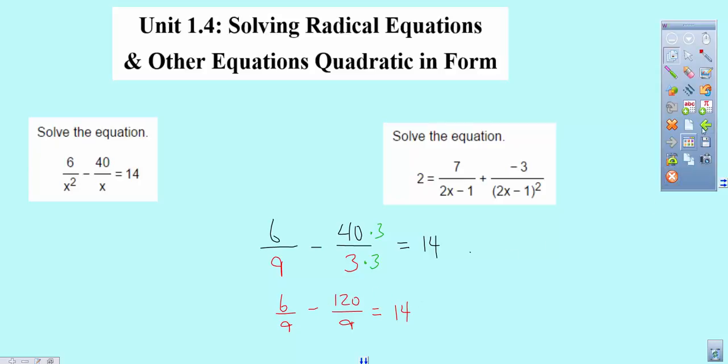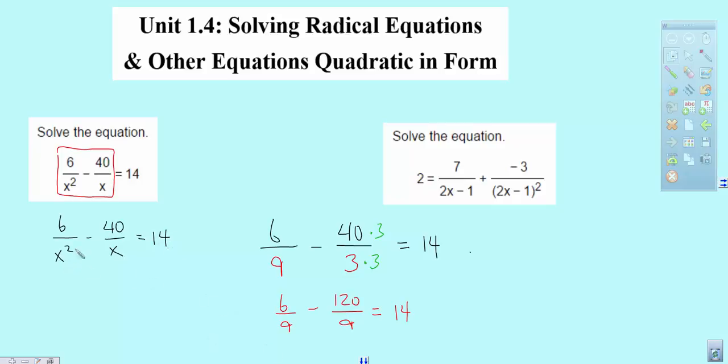Okay, so this is using some previous knowledge. So when we come over here and we look at this, to be able to move forward this problem, the first thing we need to be able to combine these two things to solve this problem is we need to have a like denominator, a common denominator. So let's rewrite this guy. We have 6 over x squared minus 40 over x is equal to 14.